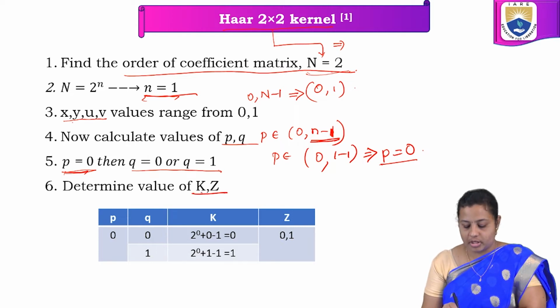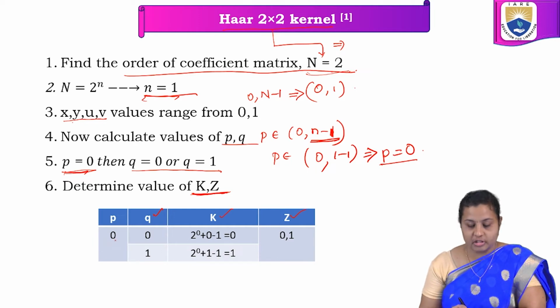Now we have to determine the values of k and z. So we can write it in the form of a table, where we specify the value of p, we specify the value of q, then we specify the values of k and z, right?